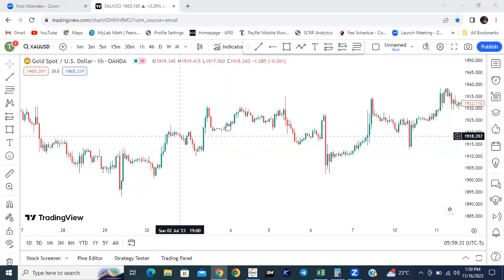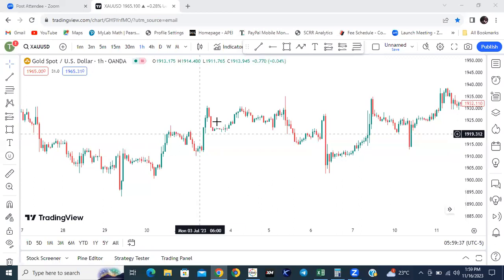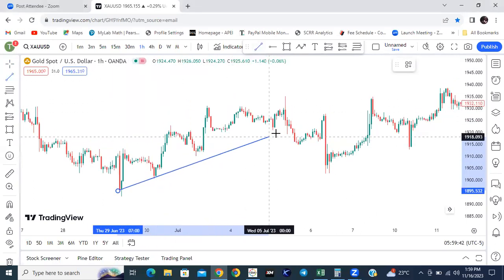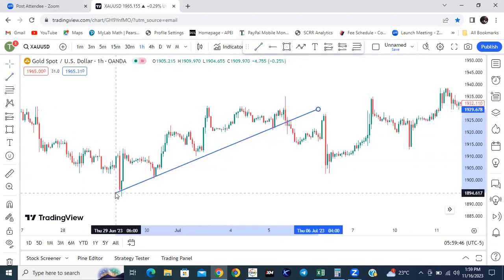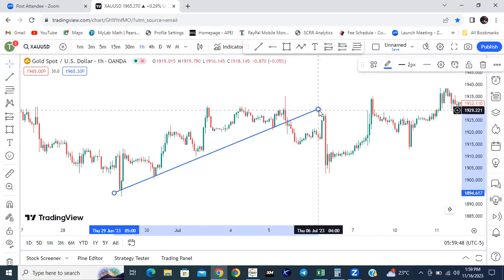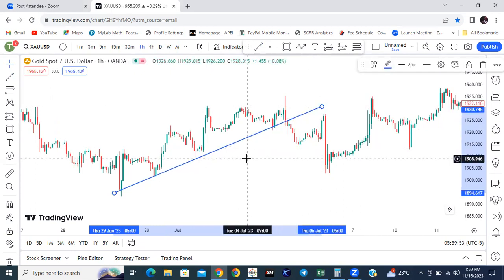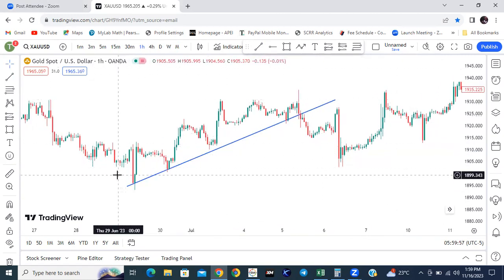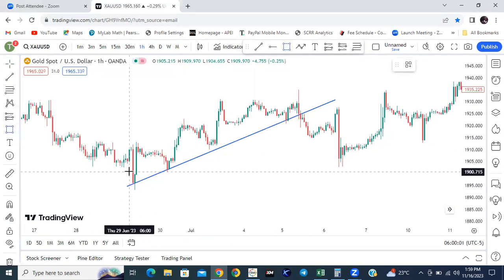So here we have a trend. This is an uptrend, and now we try to draw the trend line in that uptrend. So that is the trend line in that uptrend, right? Having drawn that trend line, now we look at this point when the price is coming back to retest the trend line. So the first point is around this level.